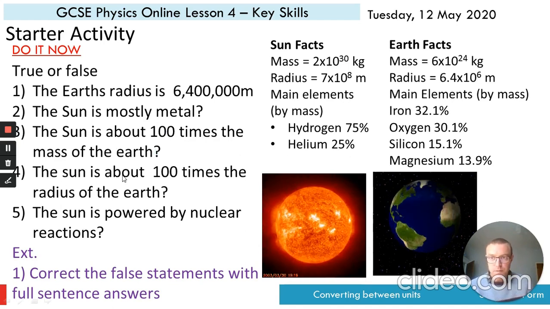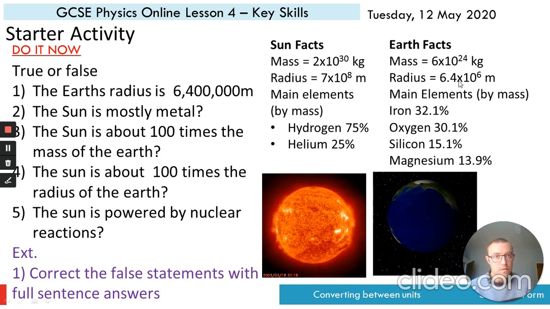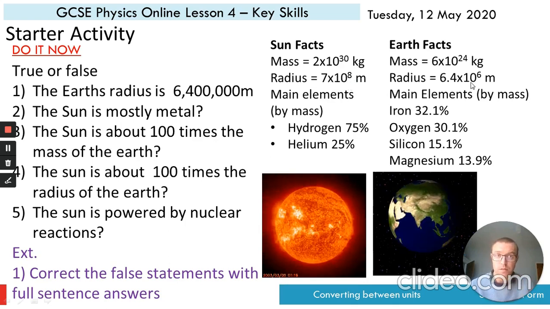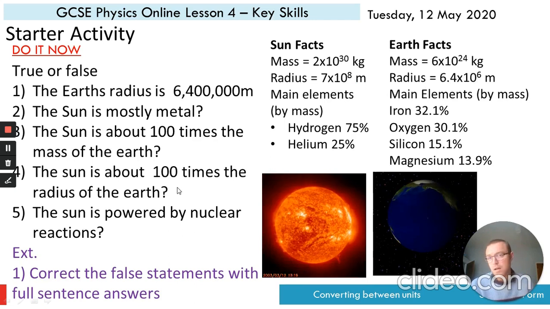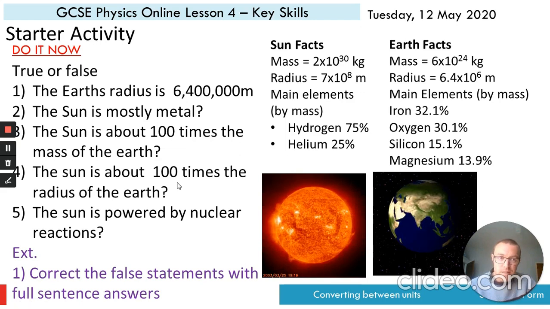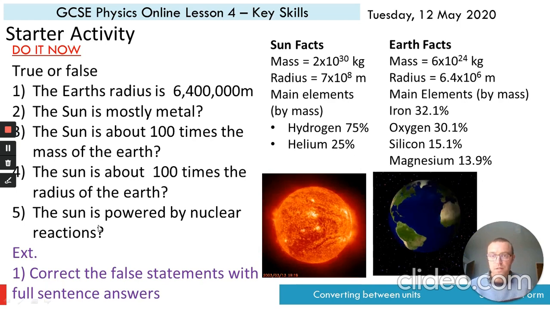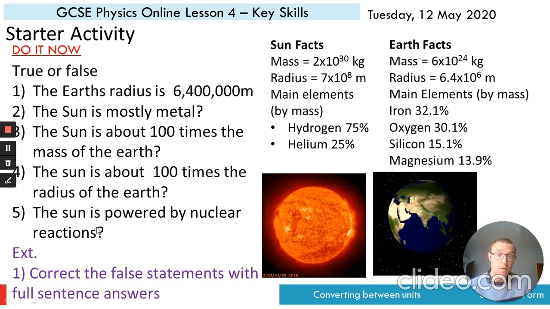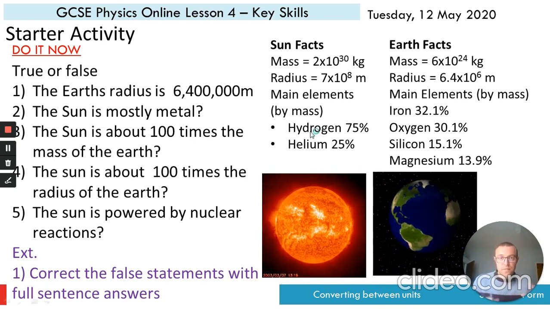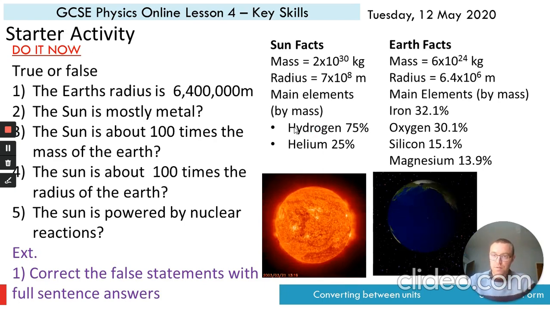How about the radius? Number 4, the sun is about 100 times the radius of the Earth. If you multiply these out and divide the larger one by the smaller one, you will get approximately an answer of about 100 times. It's not exact, but it is approximate. The sun is about 100 times the radius of the Earth. Number 5, the sun is powered by nuclear reactions. That is true. It's powered by fusion reactions of hydrogen nuclei being pushed together and fused to form helium nuclei, nuclear fusion.